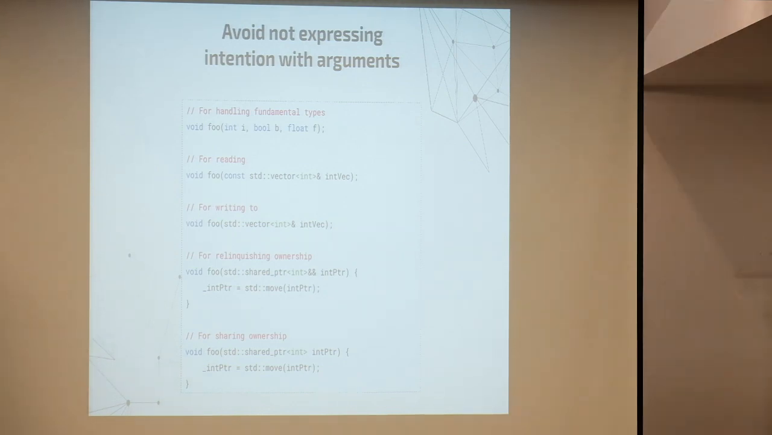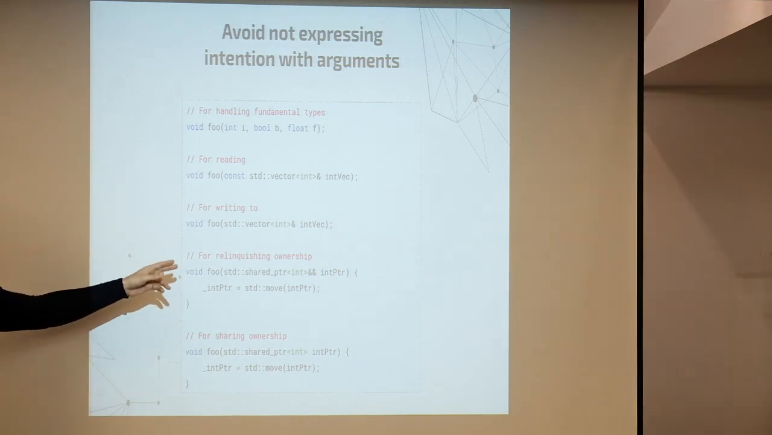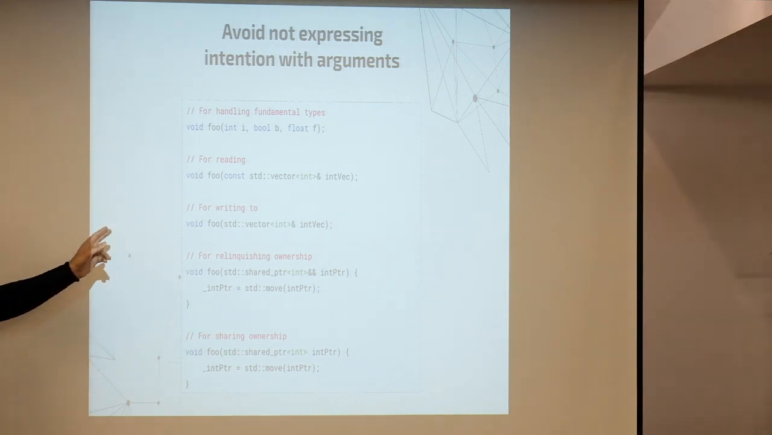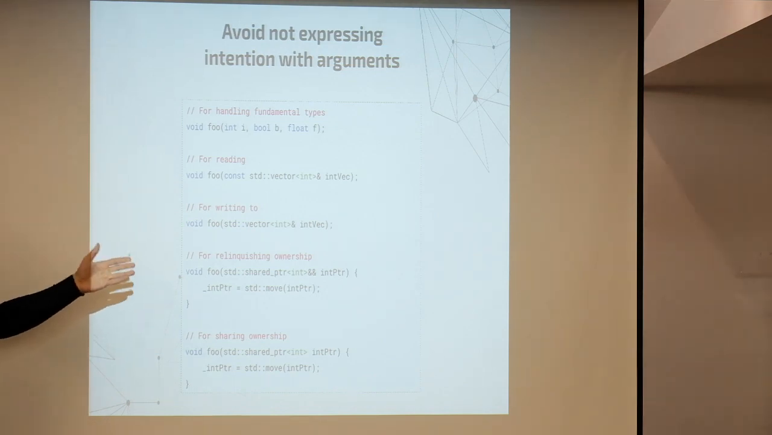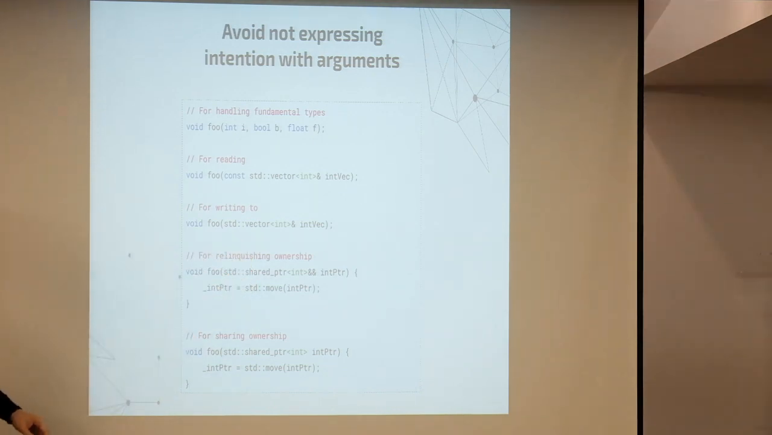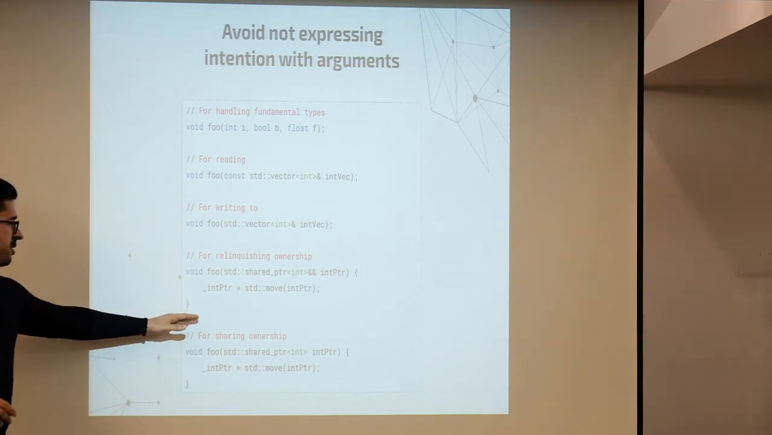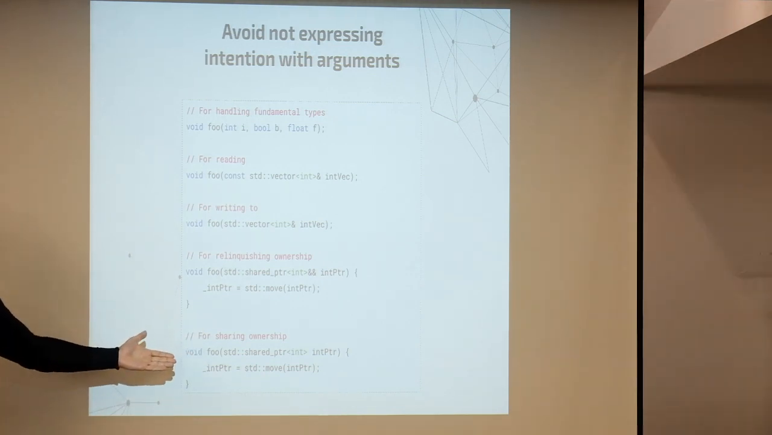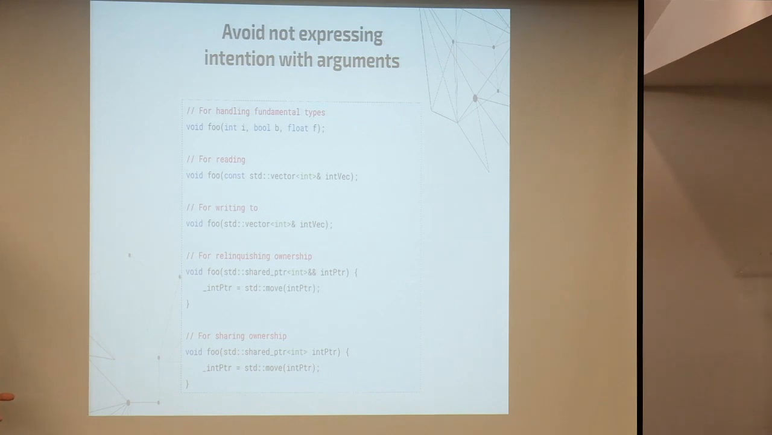Now, for shared pointers, if you want to relinquish ownership, you can always use the double ampersand, the rvalue reference. That's how you tell that that method will relinquish ownership of the shared pointer that you are passing. If I'm saying something barbaric, please correct me. And just for sharing ownership, just pass the shared pointer by copy. You are saying, okay, I'm going to take a copy of your shared pointer. The reference count will be incremented, so now we are sharing ownership of that resource.